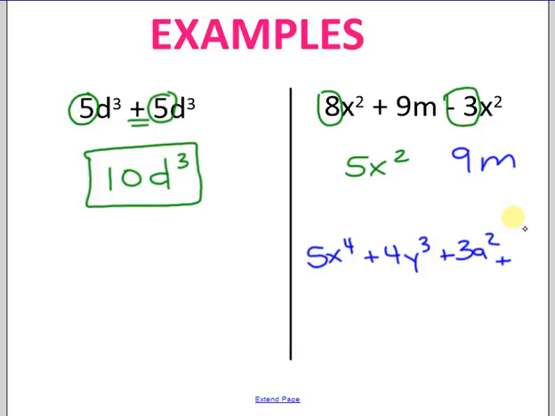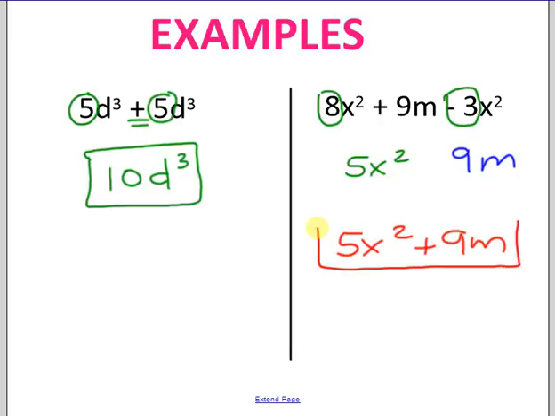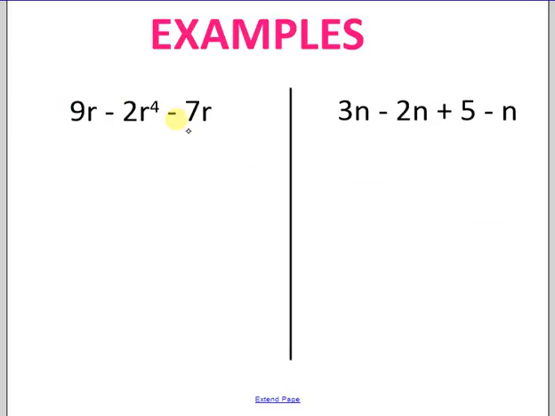And that's going to take some practice, okay? You're not going to be able to do that overnight. So the correct order for this one is going to be 5x to the second power because it has a higher power than 1 plus 9m. And some of you may be thinking, well, how do I know if it's plus or minus? Well, is the 9m positive or negative? It's positive. When you did 8 minus 3, did you get positive 5 or negative 5? Positive 5.